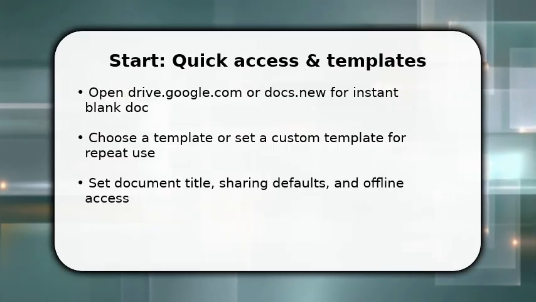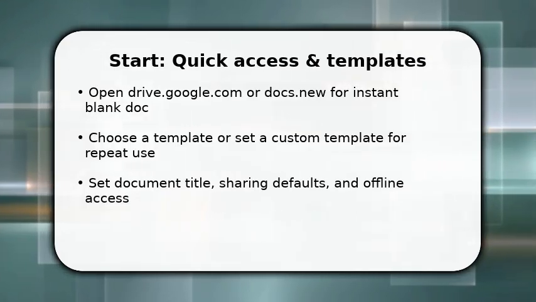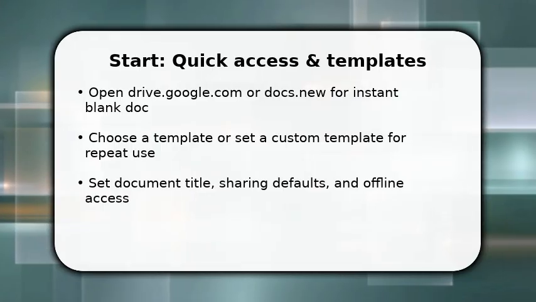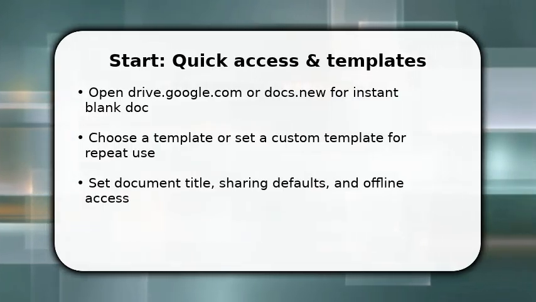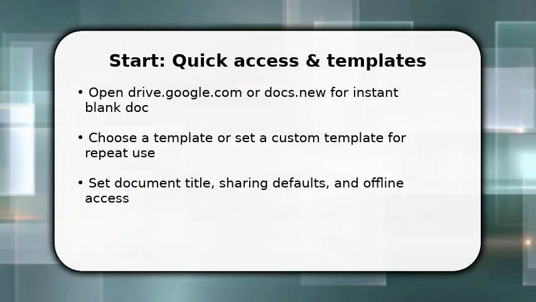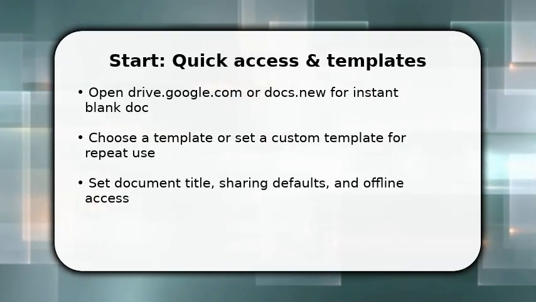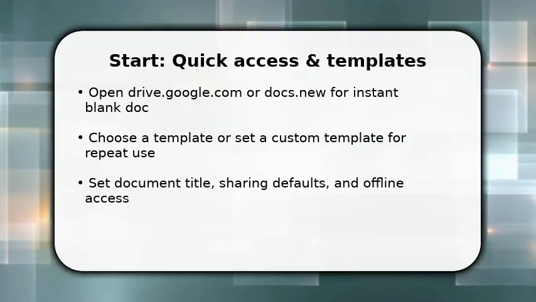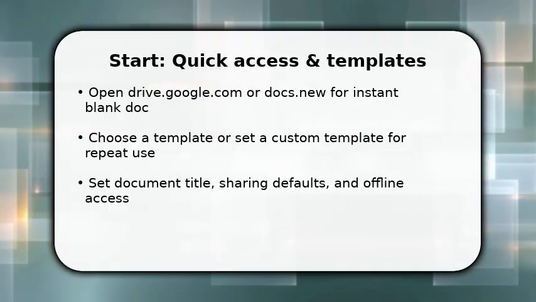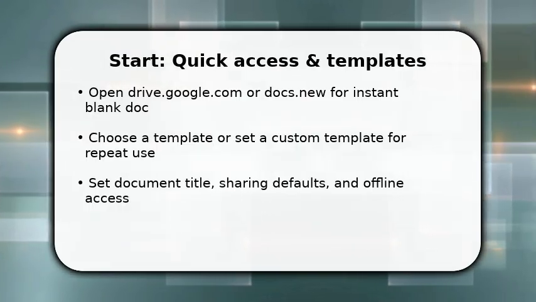You begin by eliminating friction. Open Docs. New for a fresh document, or pick a template to avoid recreating structure. Make sure to title the file and set sharing permissions now so collaborators get the right access from the start. Enable offline mode if you travel or lose connection. Once done, create a standard template with preset styles, headings, and standard text blocks so future docs are consistent and you save minutes on every project.